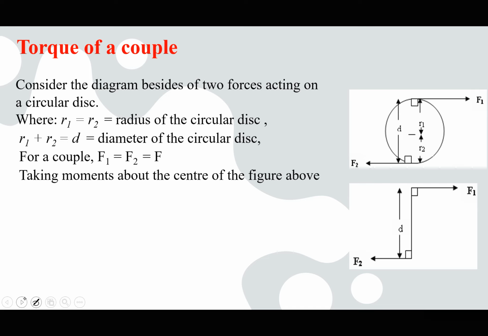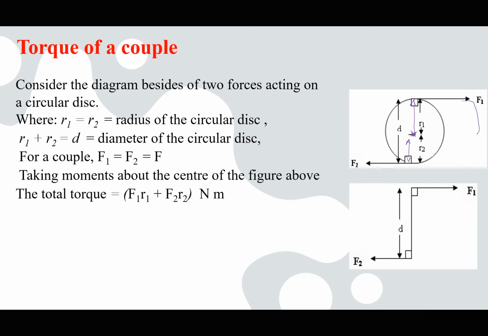If F1 and F2 are not equal, then there will be a resultant force on the disc in one particular direction. So that does not constitute a couple, because the resultant force produces linear acceleration. Yet for a couple, it should not produce linear acceleration. It should just produce a turning effect, or it should just produce a rotation about a fixed point. So if we take moments about the center of this figure, let's say this is the center, F1 from the center has a perpendicular distance of R1, and F2 from the center has a perpendicular distance of R2.